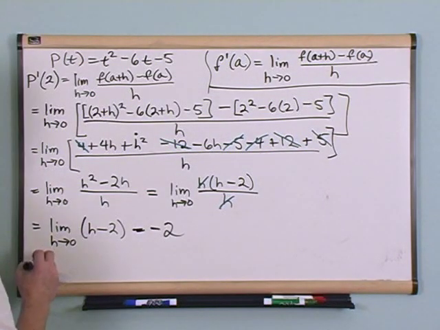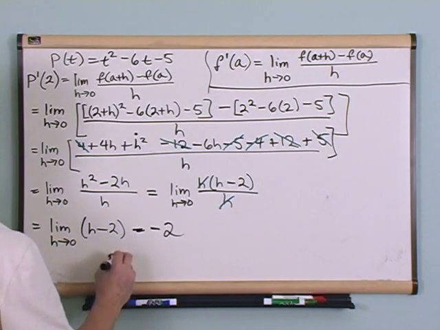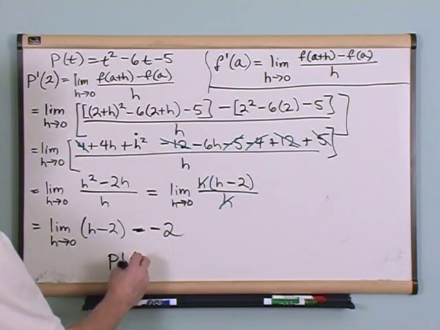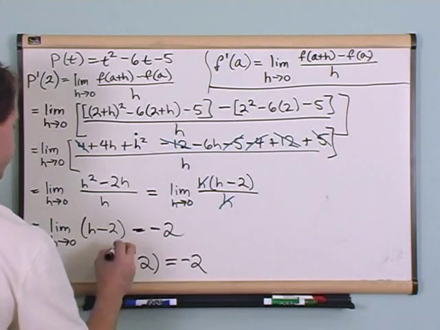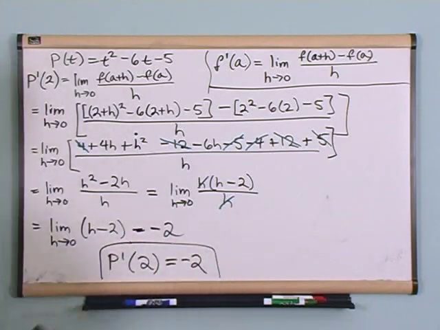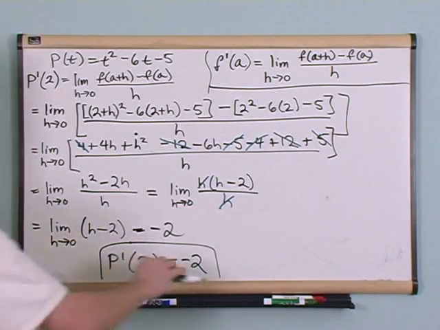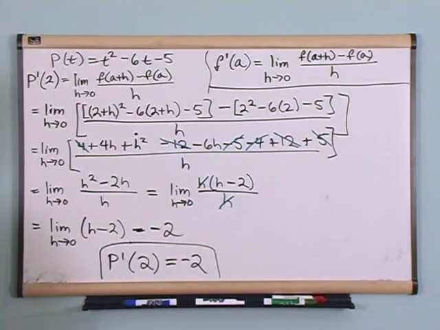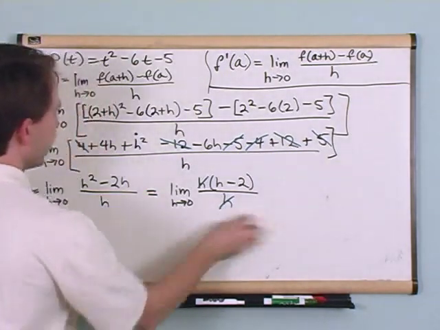So here, what you would write for your final answer is p prime, the derivative of this function p at the point 2, is equal to negative 2. This is the slope. That is the slope of that function p, the slope of that tangent line at p, and that's equal to a negative 2, which is a constant slope. Okay? So that means the slope is not changing.